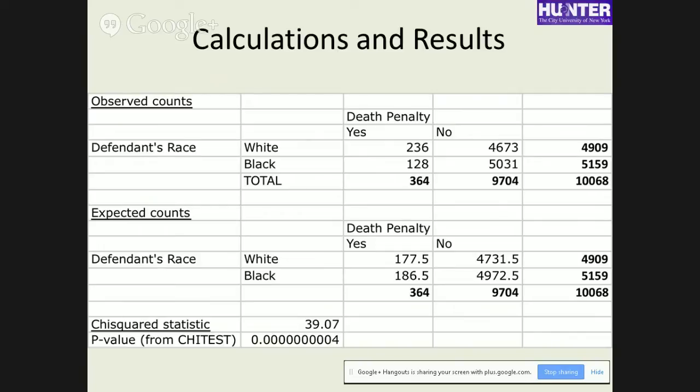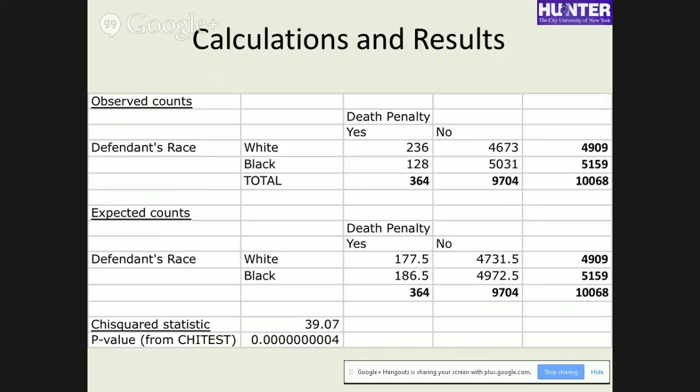Okay, so doing this calculation, just subtracting these: 236 minus 177 squared divided by the expected 177.5, adding these up over all 4 cells, we get a chi-squared value of 39 and a p-value of something very small.